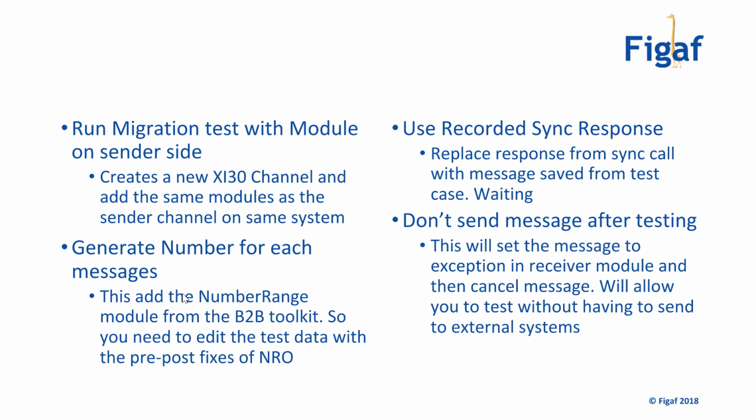We had some customers that wanted to be able to generate unique numbers in each message, and the way we got around this was we wanted to use the number range module from the B2B toolkit, and then we're just inserting this module into it, and then you as a user can just specify these number ranges using the B2B toolkit. The module will then process these and convert them to real numbers.